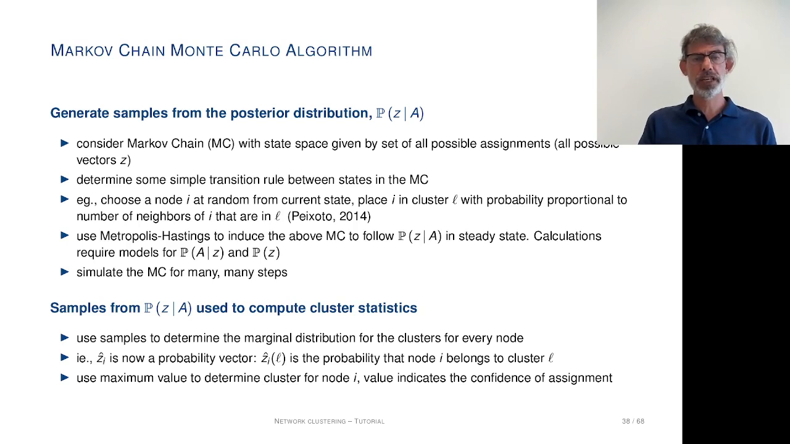Okay, then we can simulate the Markov chain for many steps, and each step is a sample of Z according to this distribution. So now I can use these samples that I generated to compute the marginal distribution for the clusters of every node. Note that Z_i now is a probability vector and no longer a number. Z_i(L) is the probability that node i belongs to cluster L, because in my samples, node i is going to appear in different clusters. So Z-hat_{iL} is the fraction of times that node i appears in cluster L. Now we can use, for example, the maximum of this vector to determine the cluster for node i, and that maximum value indicates the confidence of this assignment. So it's a very different approach that's using the probability of Z given A to generate samples and then provide properties of the communities.